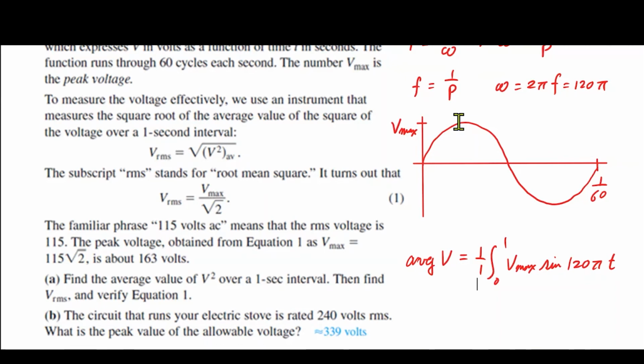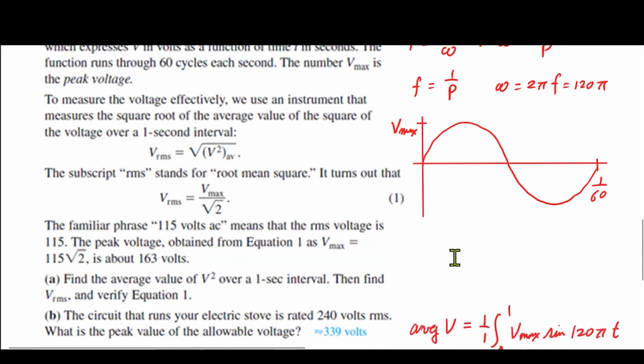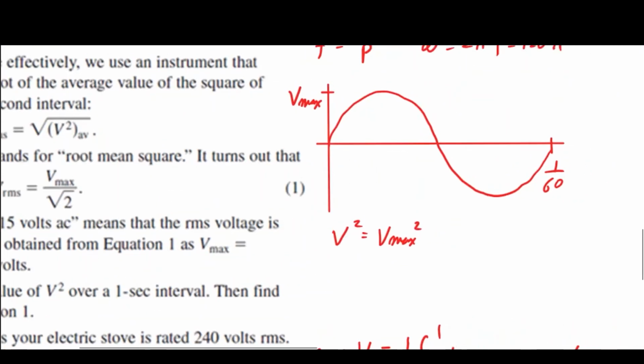You get the idea now? Okay, so we're not going to do it this way. We're going to square it, but I need a little more space, so I'm going to push this thing down. So let's take a square of this. V squared, our function squared is V max squared. I'm going to zoom in a little bit.